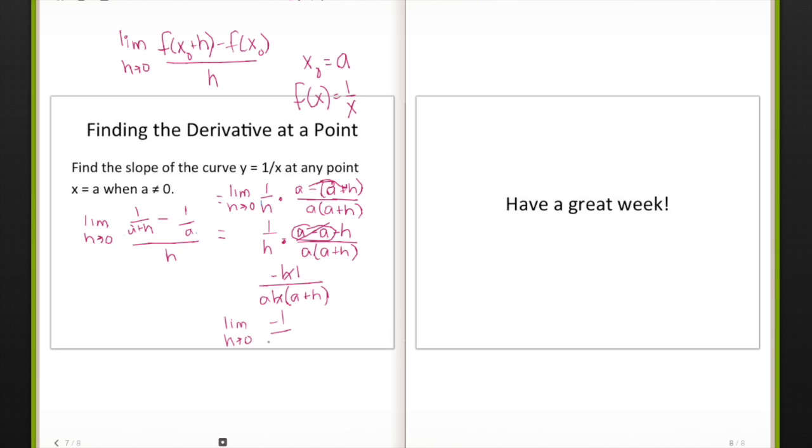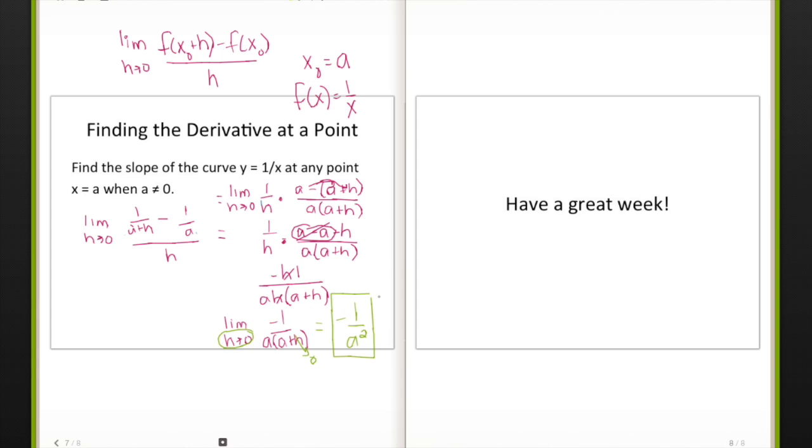With this in mind, we are ready to go ahead and plug in that h equals 0 value. So we want to find the limit as h approaches 0 of negative 1 over a times a plus h. If we plug in 0 for our h, that h value is going to go to 0, and we are going to be left with negative 1 over a squared. So the slope of the curve at any point x equals a will be negative 1 over a squared.